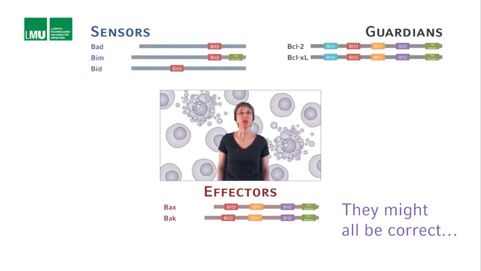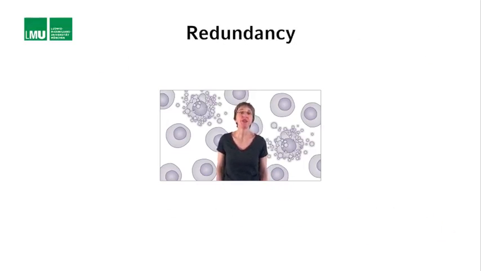In addition, it turns out that not all sensors, guardians, and effectors are always expressed in all of our cells, tissues, and organs. They might also not all be expressed throughout development and adult life. However, the fact is that some do have overlapping functions and overlapping expression patterns. So why is that? Is there an advantage? Yes, there is, and that is called redundancy.